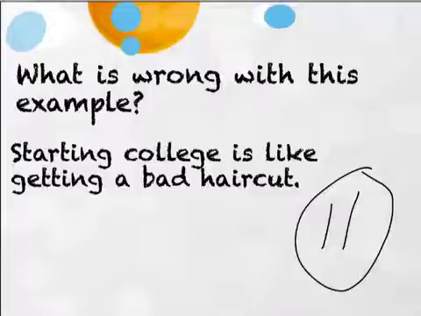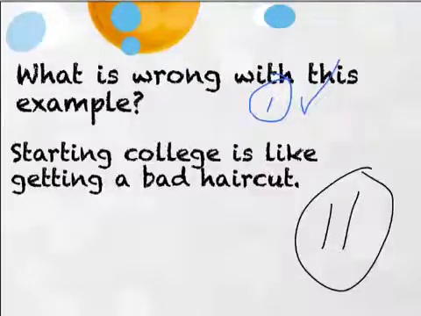Okay, hopefully you took a moment to pause the video and try to figure out what is wrong with this example. Let's read it and go through our 3 rules. Starting college is like getting a bad haircut. So rule number 1, you have to compare 2 things that seem unrelated but have an interesting similarity between them. Well, starting college and getting a bad haircut seem unrelated. As far as the similarity, that's not 100% clear right now. So it kind of follows rule number 1, we'll give it, but really the similarity isn't clear.